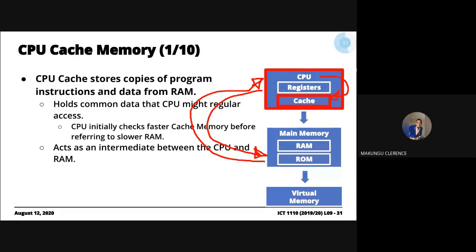So is it the mandate that every sort of data or instruction that the CPU requires is going to be found in cache, or sometimes it's not going to be found in cache and it has to go to the RAM instead?